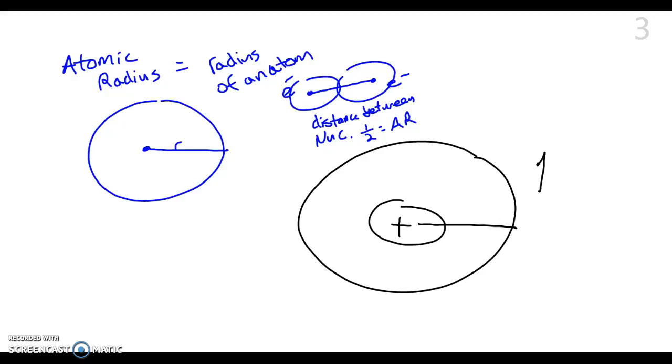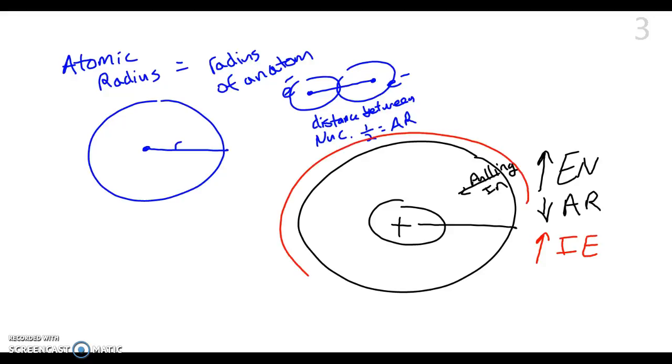If you have an increased electronegativity, you're going to pull in. Therefore, the atomic radius goes down. But if you have a higher ionization energy, well, that means you're pushing electrons away. That means the radius gets bigger. So with the radius getting bigger, we're pushing more electrons away. This allows us to gain more space in the radius.